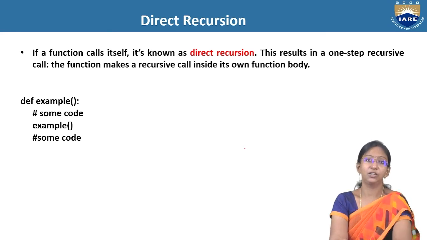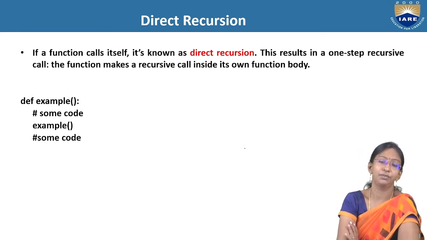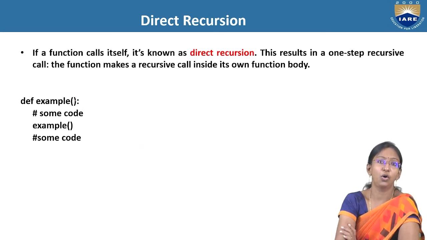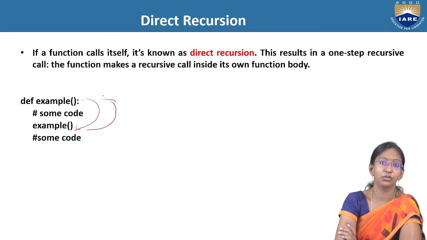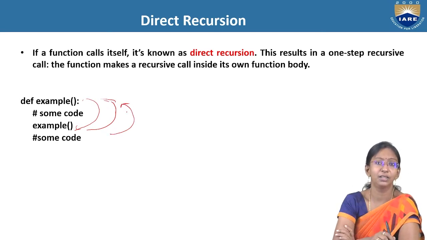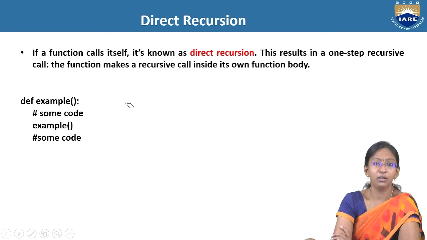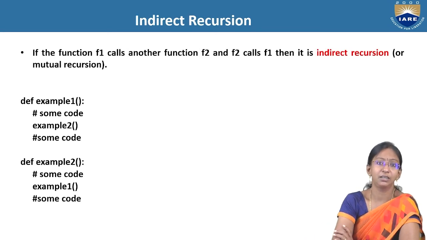Coming to direct recursion, have a look at the sample which I have given. Example is the name of that function and it is calling itself. Example is calling itself, which will raise a function call of itself. In due course of evaluation, it is going to call itself, and recursively this goes. That is, a function calling itself is a direct recursion. Contrary to that is indirect recursion.